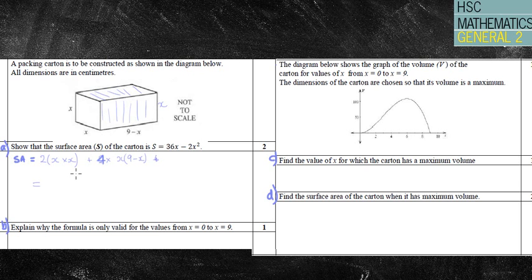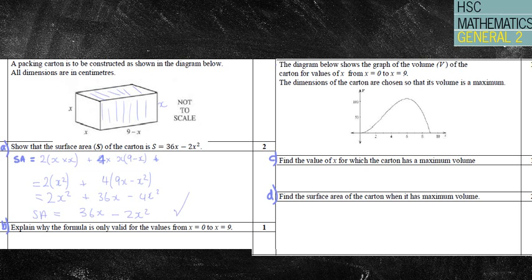So if I look at that, I've got 2 lots of x squared plus I've got 4 lots of, well, x times 9 is 9x, and x times x is x squared. Now I'm going to simplify that out again. 2x squared plus 4 9s are 36x minus 4x squared. 2x squared minus 4x squared is minus 2x squared, which gives me 36x, and then minus the 2x squared there. My surface area equals proved. Okay, pretty tough question. All right.